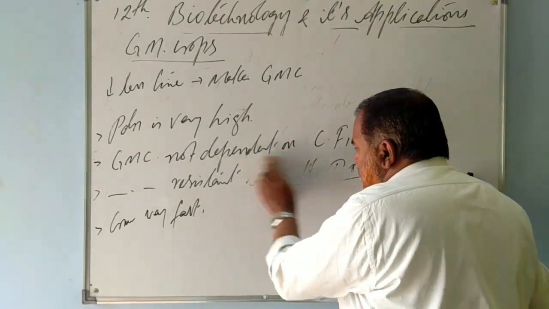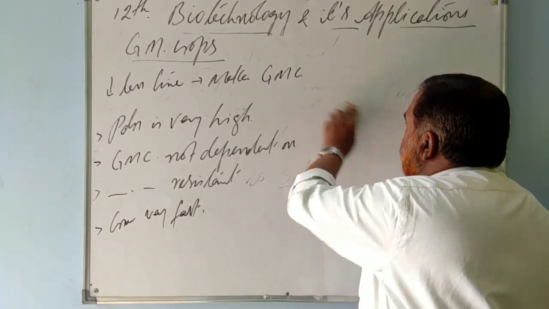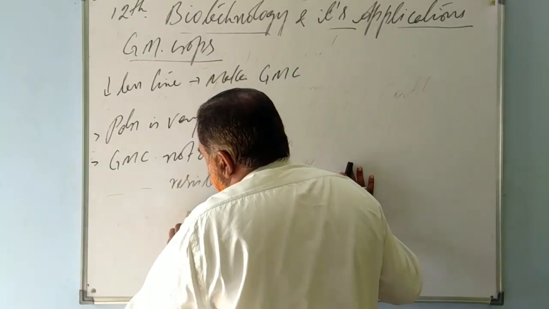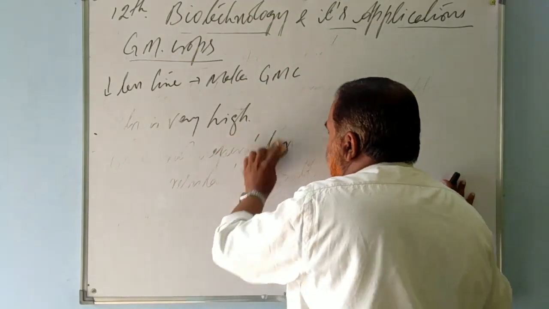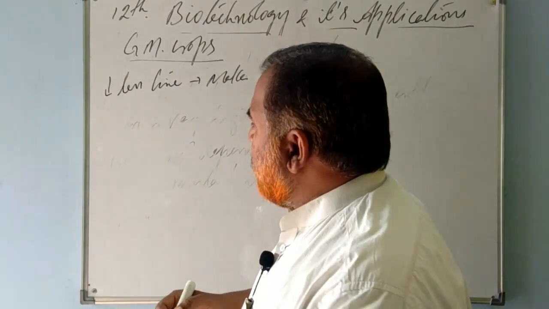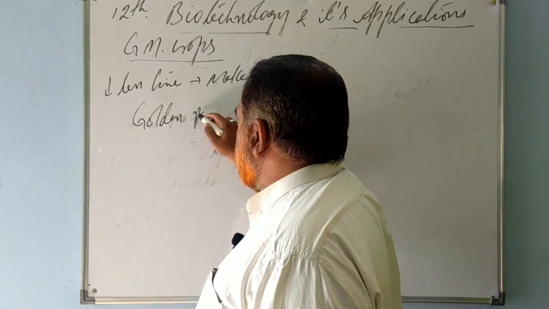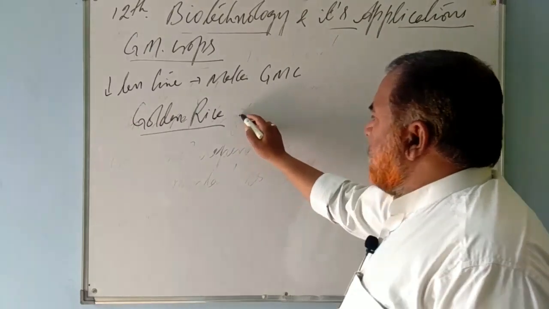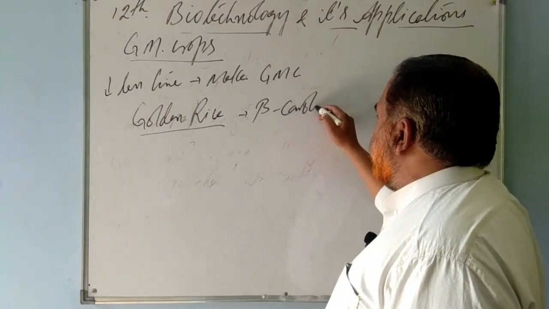What do you mean by transgenic plants? The plants in which the advantageous genes or beneficial genes have been transferred. So one classical example we can tell you is the golden rice, a genetically modified crop. What do you mean by golden rice? Why do we call it golden rice? Because in this golden rice, the beta carotene gene is added.